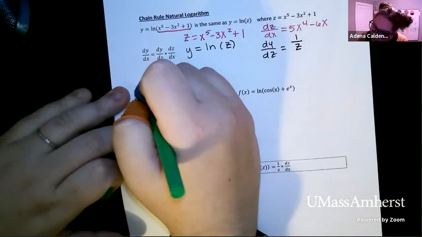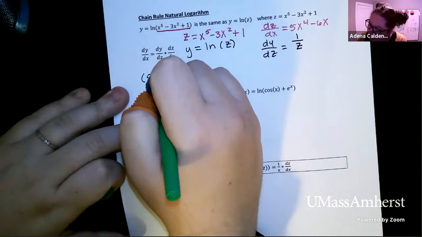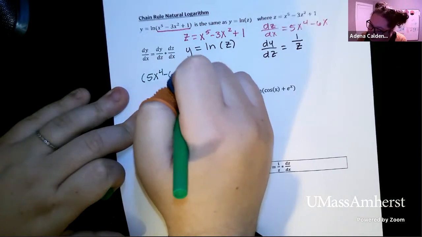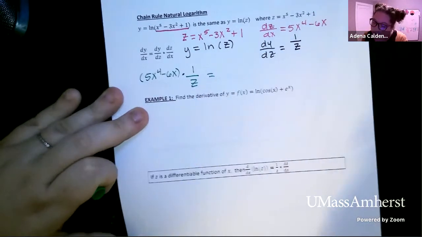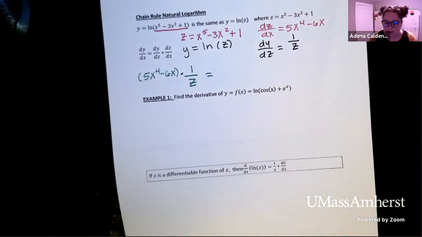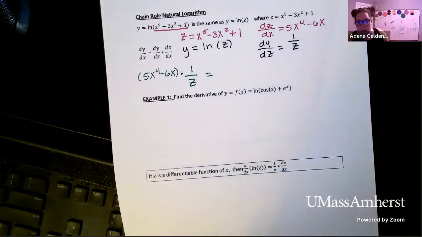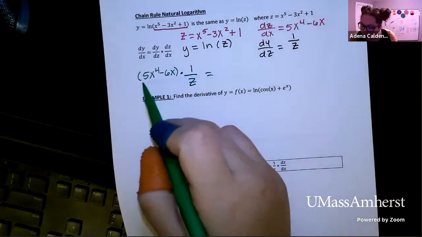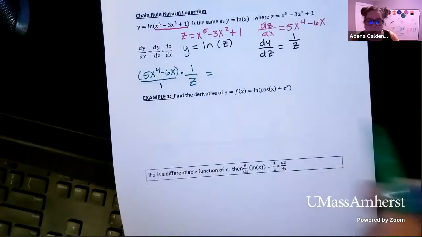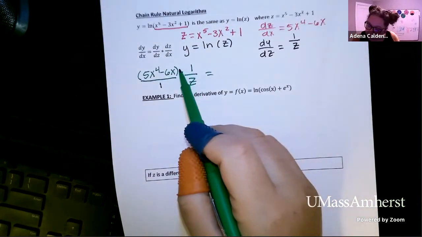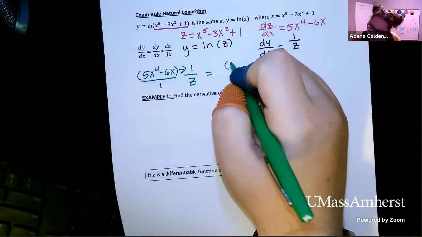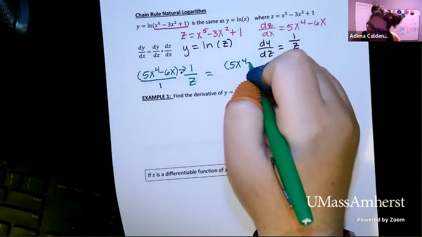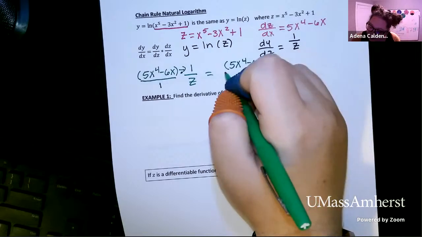So I'm going to use parentheses. So 5x to the 4th minus 6x times 1 over z. Again, I don't want a z in my final answer. So there's two things I'm going to do in this step. First, I remember that everything is over a 1 power, so I can multiply this into the numerator. So in the numerator, I have 5x to the 4th minus 6x.